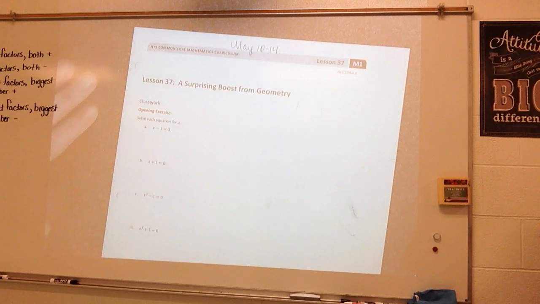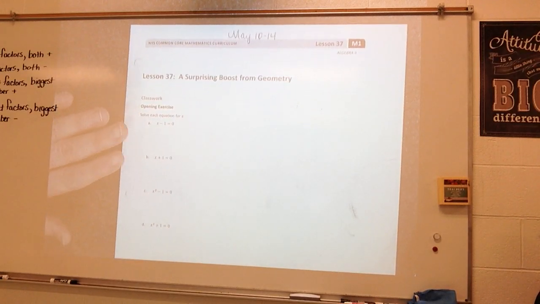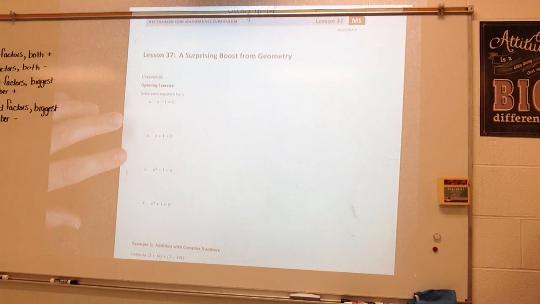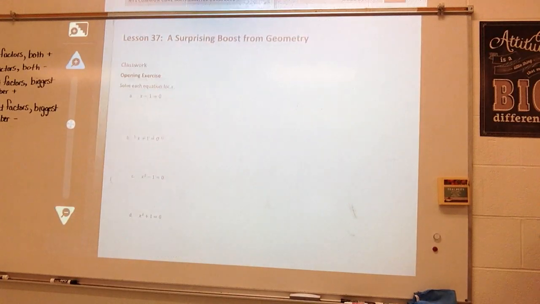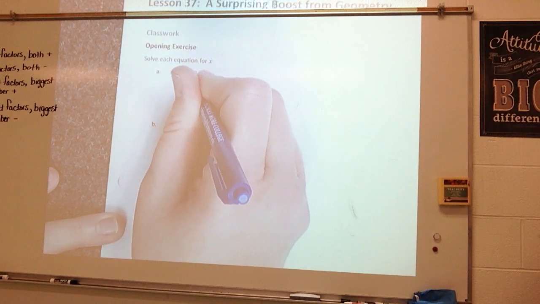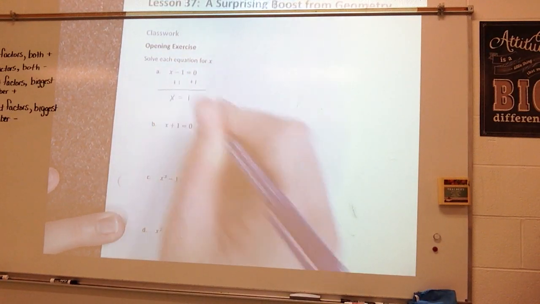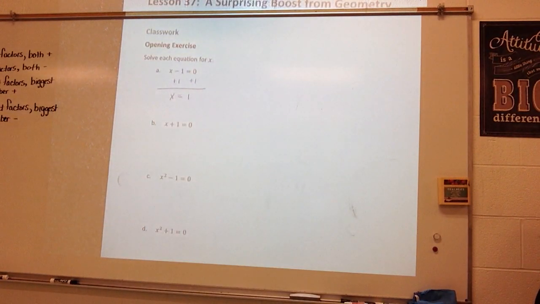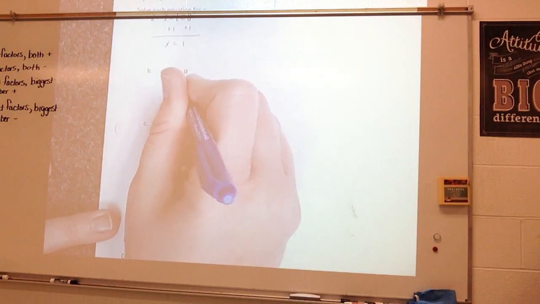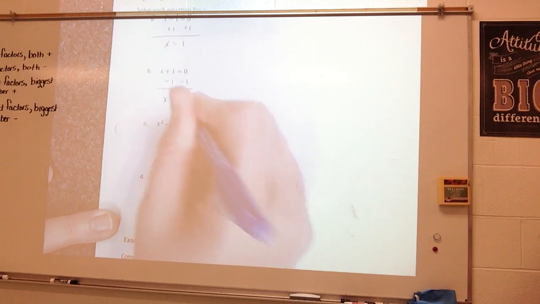Alright, so let's go ahead and look at the first 4 questions on your classwork. They should be pretty simple, but it says solve each equation for x. So looking at A, what would I do? To solve for x, I would go ahead and add 1 to both sides of the equal sign. So I get x is equal to 1. Alright, looking at B, I would subtract 1, and I get x is equal to negative 1.